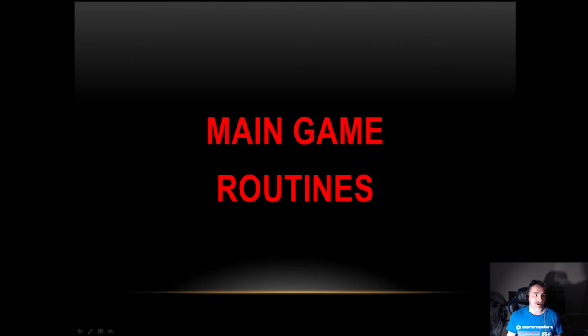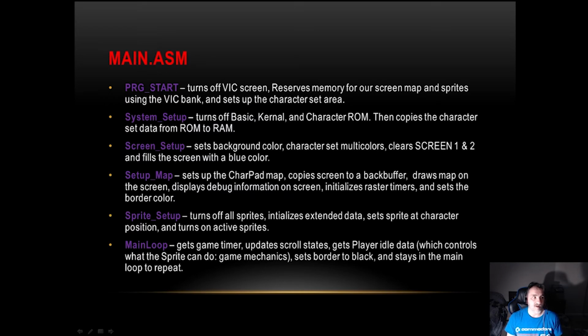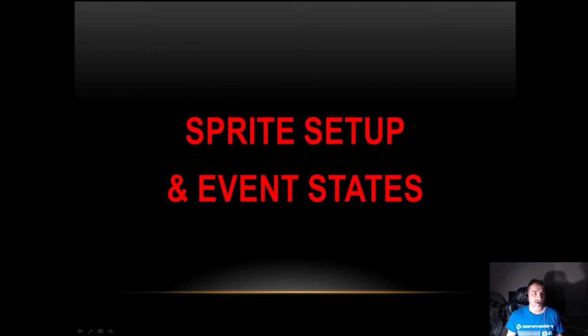Main game routines. And here's some of the subroutines for the main game, which again you'll see in that GitHub project. You've got the timers and the joystick and the character set copying. And here's the main routines. Basically the first one is starting off the big screen, banking memory, setting up the sprites, character map, and so on. Sprite setup and event states.